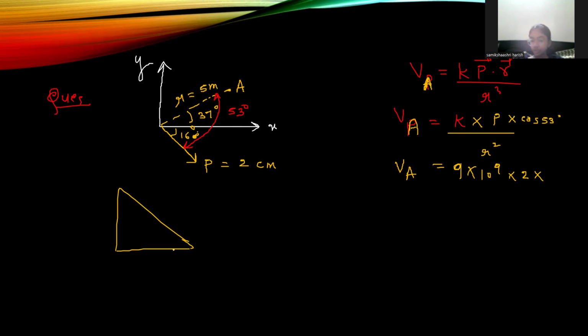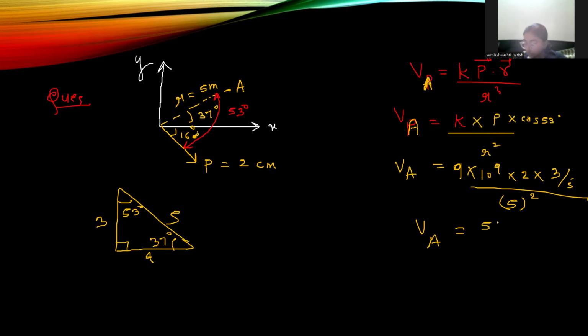Look at this. Base by hypotenuse, 90 degree, 53. Cos 53 will be what? Base by hypotenuse, 3 by 5. And what is R? R is given 5 meters. So what is the potential at point A going to be? Tell me fast.